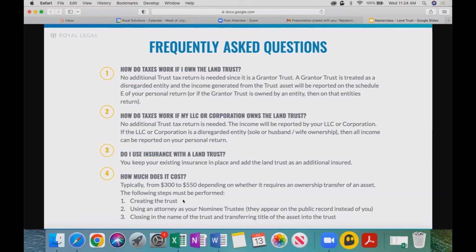And then to use an attorney as a nominee trustee would be $500 per year. And that is unlimited. As many properties as you have, you would be able to use one of the attorney's names at the firm. And that would give you that attorney-client privilege.